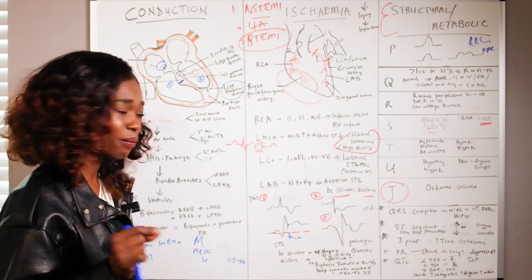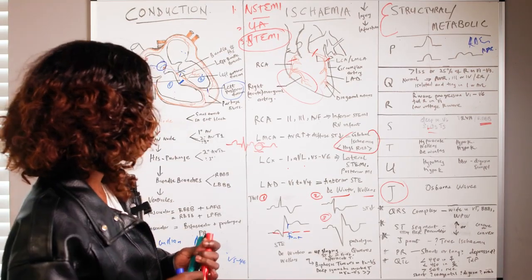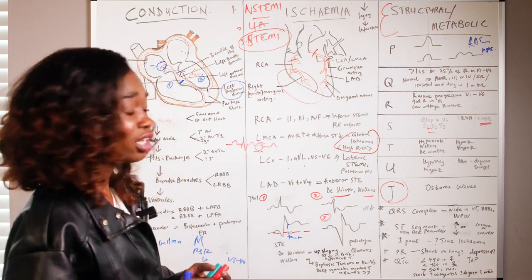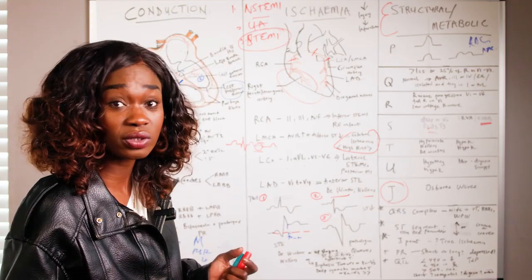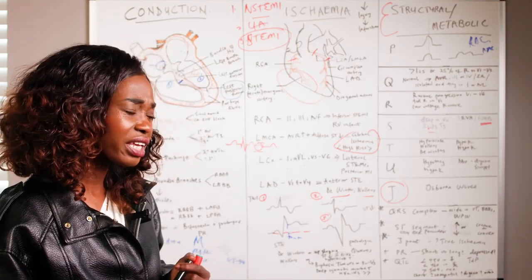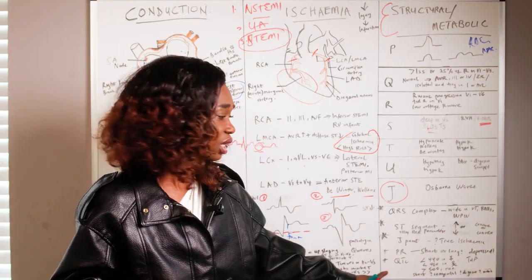And that can tell you about metabolic conditions like your hypokalemia. Is there a congenital long QT or a congenital short QT? Do they have digoxin toxicity? Are they on particular medications? So it can really give you a very good insight into metabolic problems.